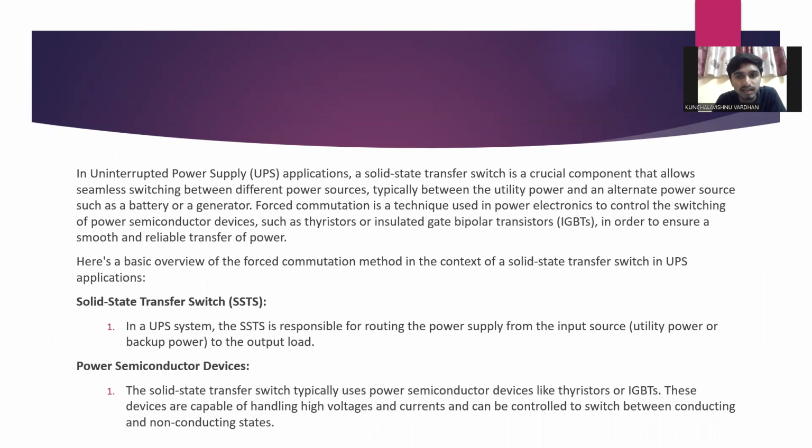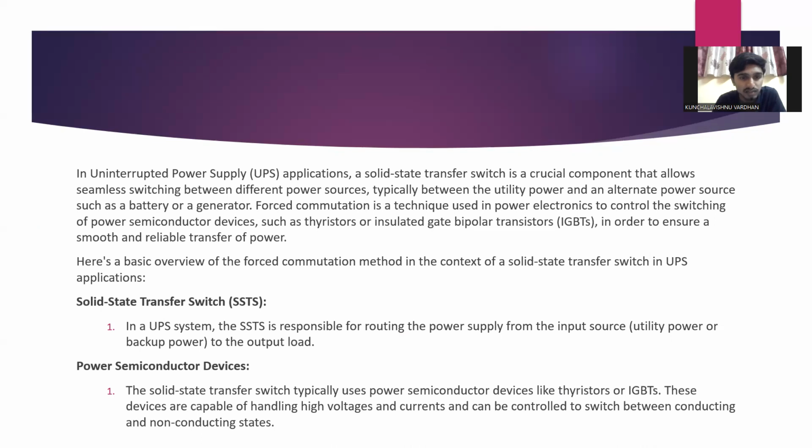Forced commutation is a technique used in power electronics to control the switching of power semiconductor devices such as transistors or insulated gate bipolar transistors in order to ensure a smooth and reliable transfer of power. Here is a basic overview of the forced commutation method in the context of a solid state transfer switch in the UPS application. Solid state transfer switch.